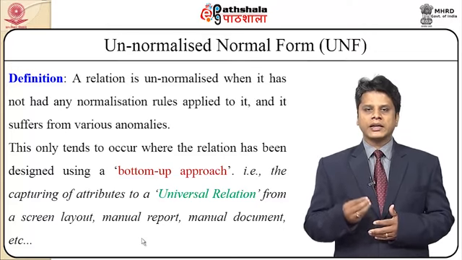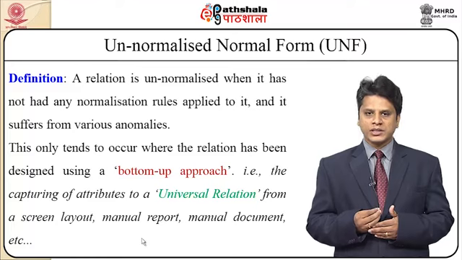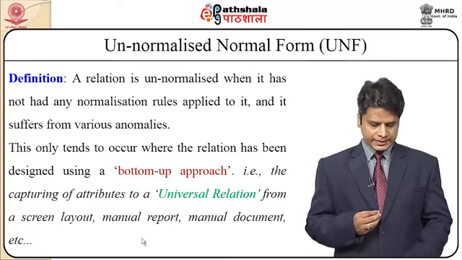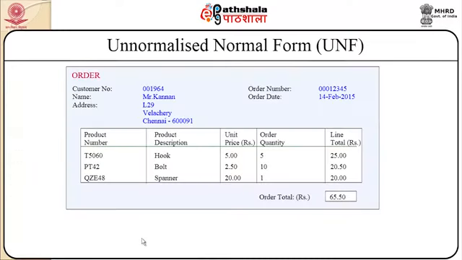That is, it has to capture all the attributes to a universal relation from the screen layout, manual report, manual document, etc. So, this is a particular unnormalized form relation where a customer places an order and it is not one specific product that he will be purchasing, it will be a list of products. This is typical of an invoice, where it involves customer number, customer name, address, order number, order date, and a list of products that he is tending to purchase and the total amount that he will be purchasing the items with.